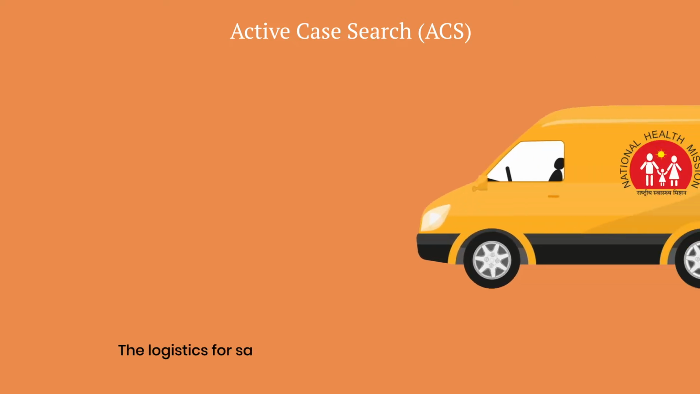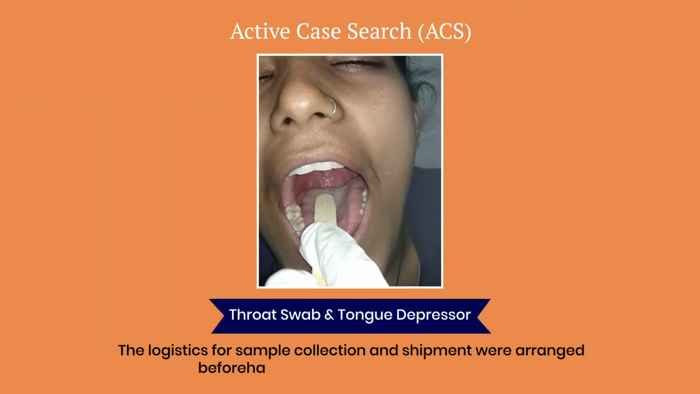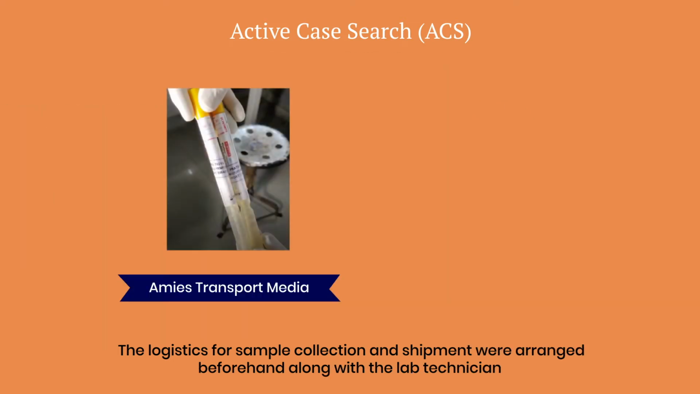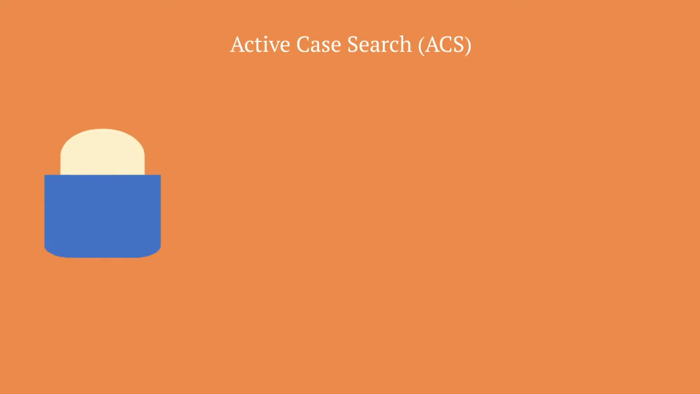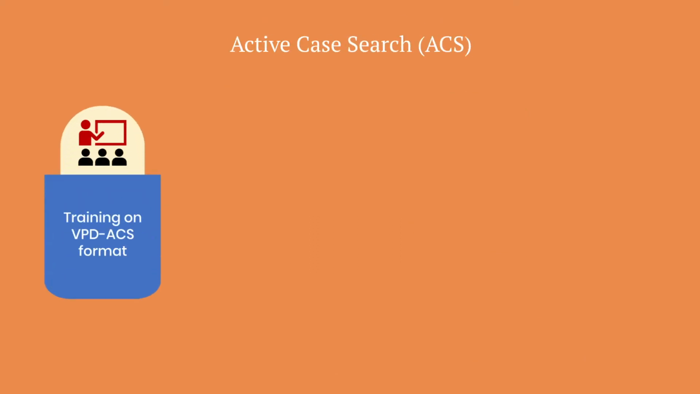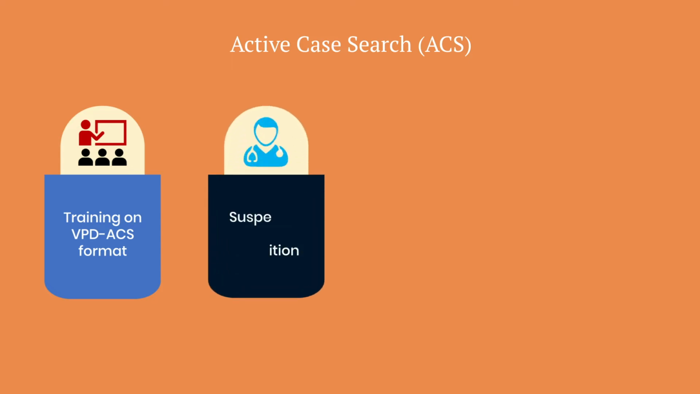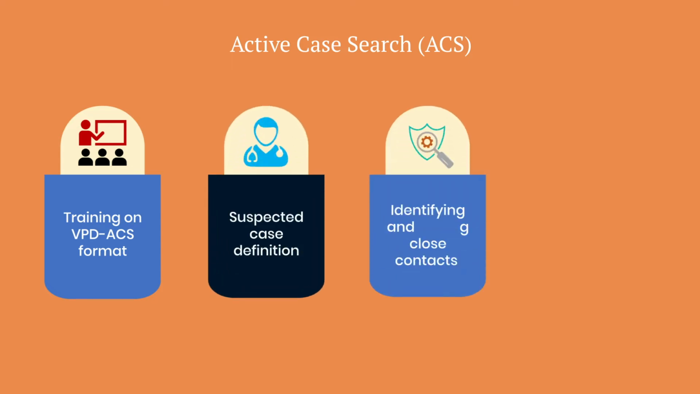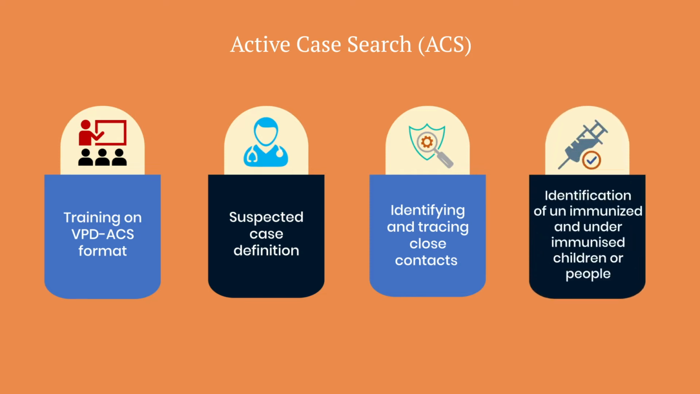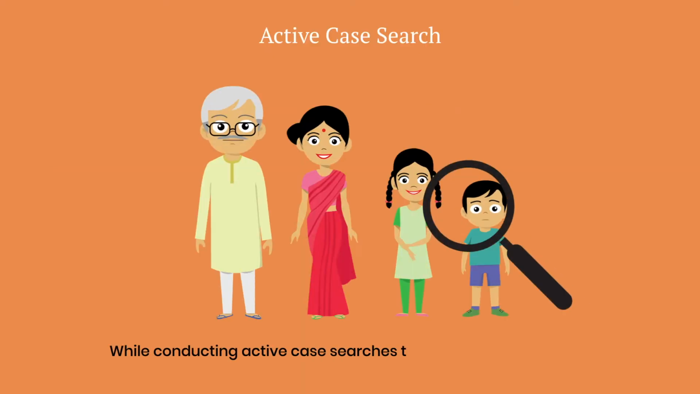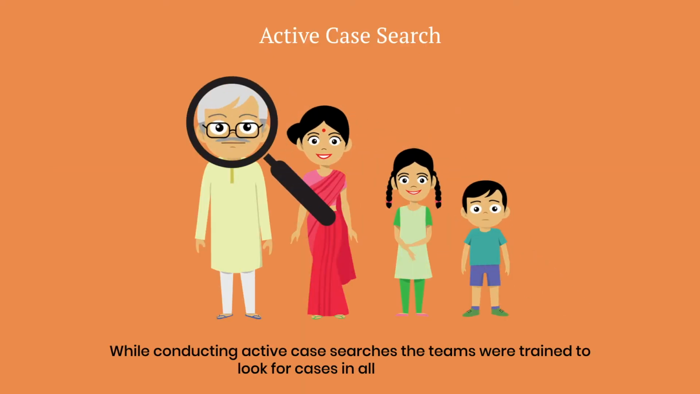The logistics for sample collection and shipment like throat swab, tongue depressor, Amies transport media, sample shipment carrier with ice packs were arranged beforehand along with the lab technician. The active case search team were properly equipped with training on VPD ACS format, suspected case definition, identifying and tracing close contacts, and also identification of unimmunized and under-immunized children or people. While conducting active searches, the teams were trained to look for cases in all age groups.